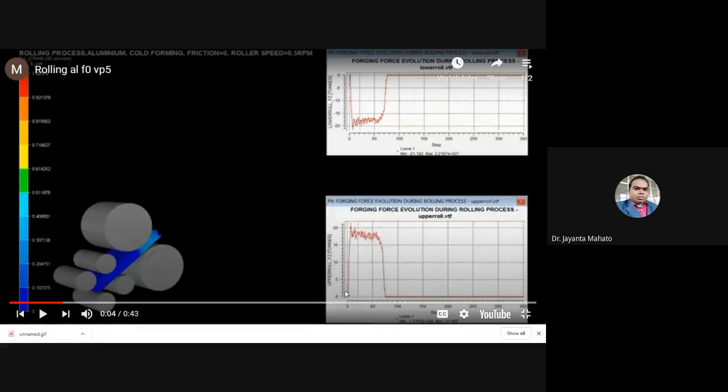When the material enters, the load required is less, and with time it increases, and then this force decreases again. From this curve you can get the value. In the first image the value is minus 20, and in the second image the value is near about 20. So the force is 20.